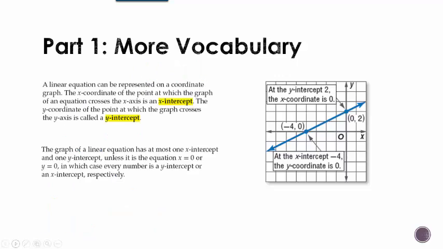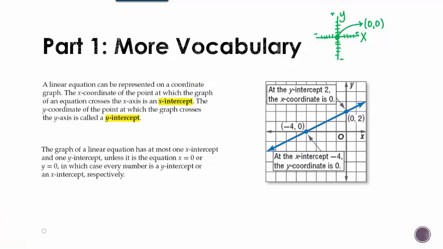So now let's get into the graphs. A linear equation can be represented on a coordinate graph. So hopefully you remember this from your other math classes. You have your x-axis and your y-axis. Remember, this is your origin. It's at 0, 0. If you go this way, you are in positive x land. And if you go this way, you're in negative x land. If you go up, you're in positive y's. And if you go down, you're in negative y's.